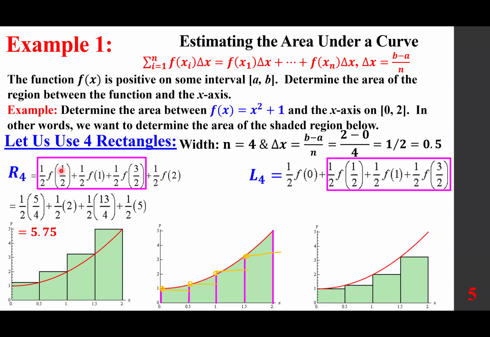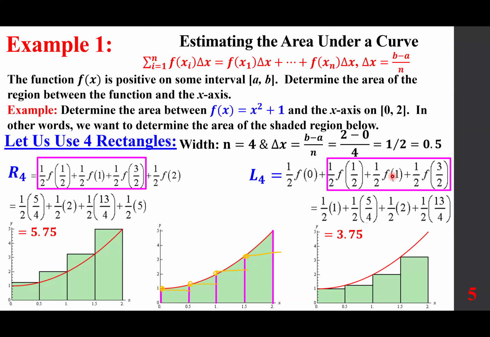Notice the first three here and the last three are identical. So this is helping with the calculation. You don't have to repeat the calculation if you're doing it by hand. So evaluate and plug in, and you get 3.75.